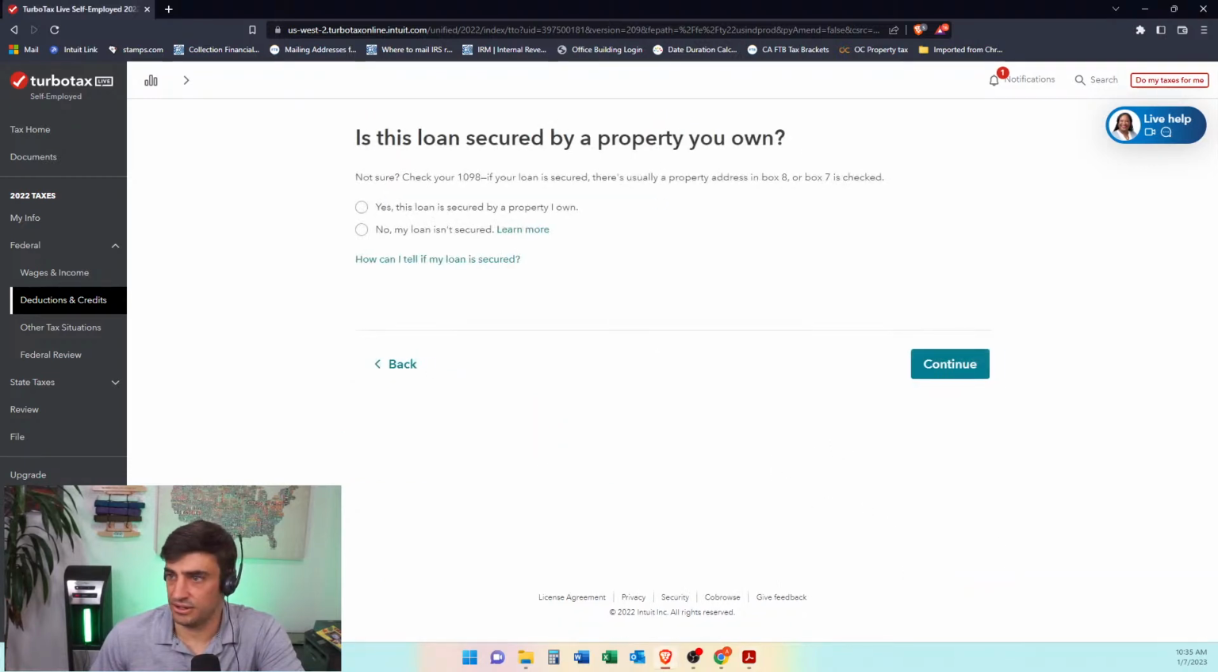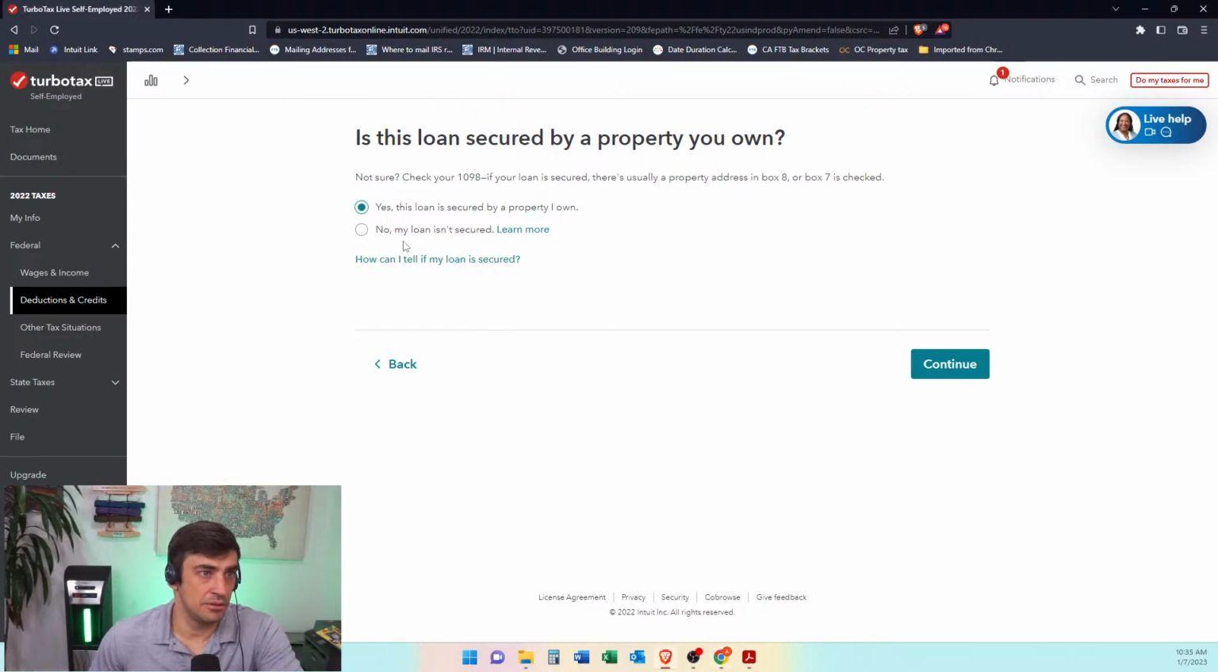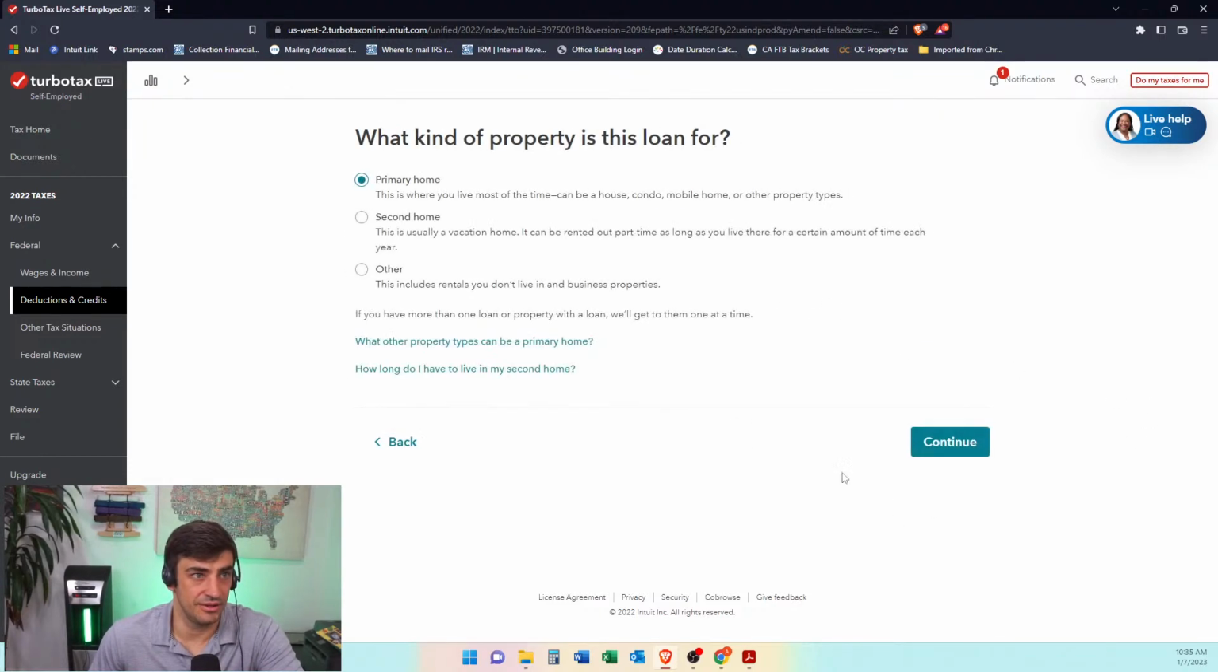All right, let's continue here. Is this a loan secured by a property you own? Yes. Sometimes you have a loan where the deed is in someone else's name. I guess that's what would happen here. So there's that. Continue. What kind of property is this loan for? We're going to say it's our primary home. This is the most common situation.